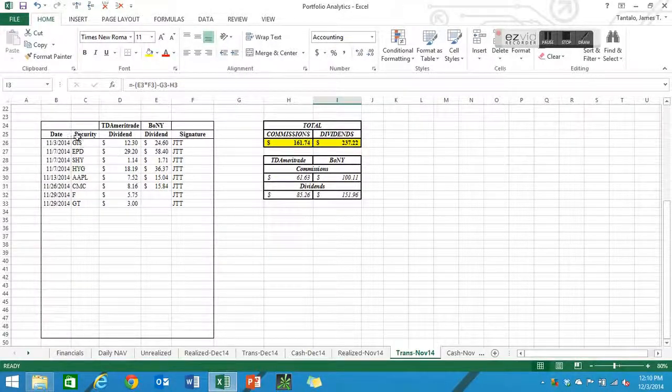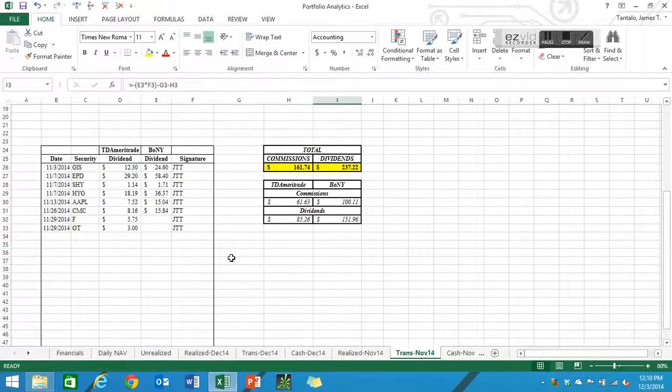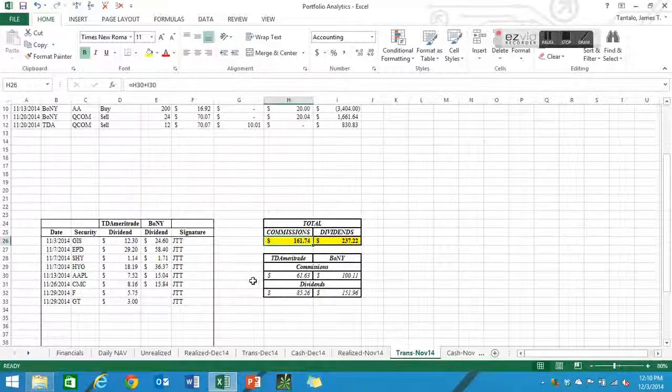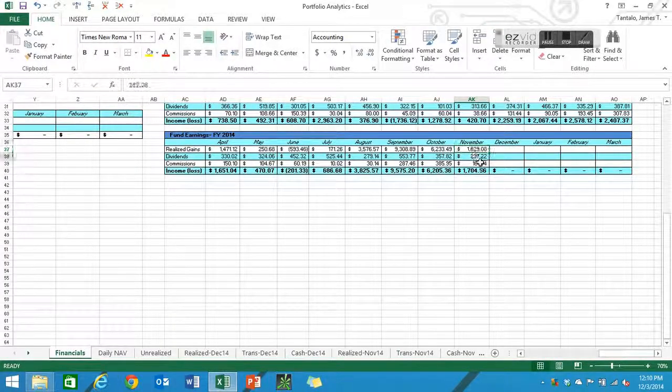This is where we track our dividends. Dividends are quarterly payments that some companies choose to give their shareholders for investing in them. So we'll see that for the month of November, we had $237.22 of dividends and $161 in commissions. And those are the numbers that we see over here in financials, 237.22 and 160.174, that we track through each month.